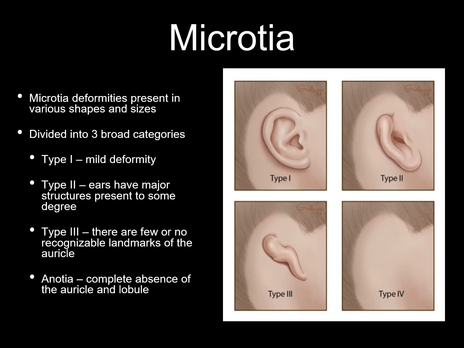Microtia is a congenital deformity of the auricle. Microtia deformities present in various shapes and sizes. They are divided into three broad categories, actually four. The type 1 has mild deformity. Type 2, ears have major structures present to some degree. And type 3, there are few or no recognizable landmarks of the auricle. And type 4, or what we call anotia, there is complete absence of the auricle and lobule.